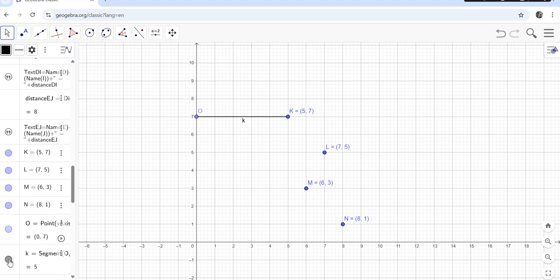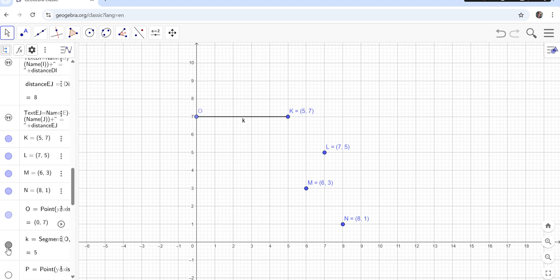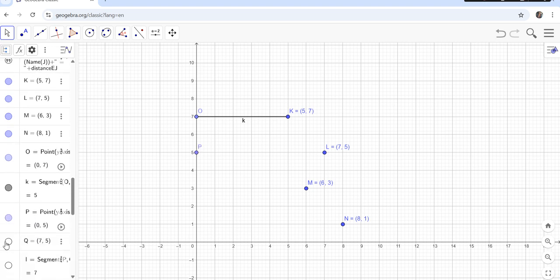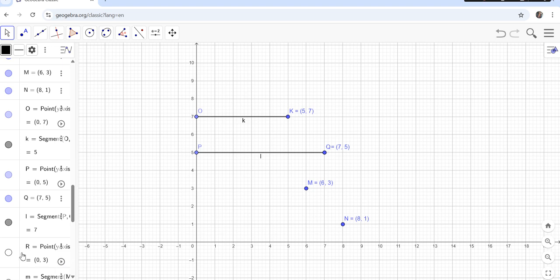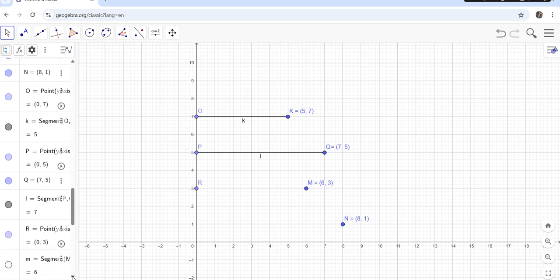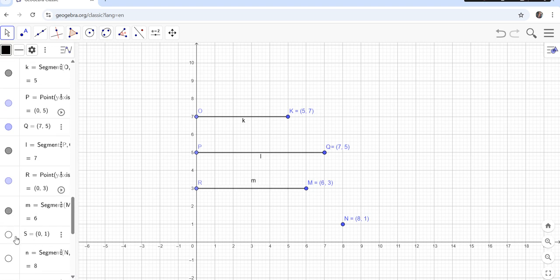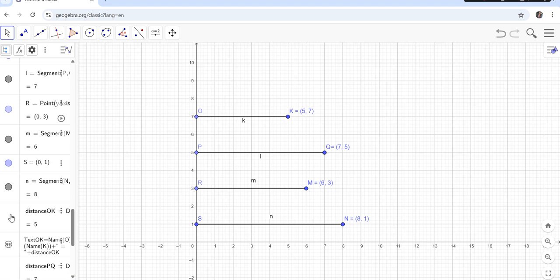O and K. I'll draw a point on the y-axis and then a line segment OK, a perpendicular line segment joining the point with the y-axis. Take another point on the y-axis, P, and draw a perpendicular line segment passing through Q. Yes, another line segment. In the same way, take another point R on the y-axis, draw a perpendicular line segment, S, and another line segment.